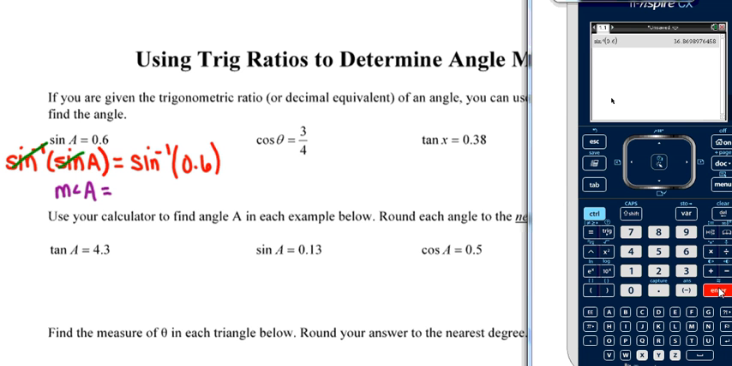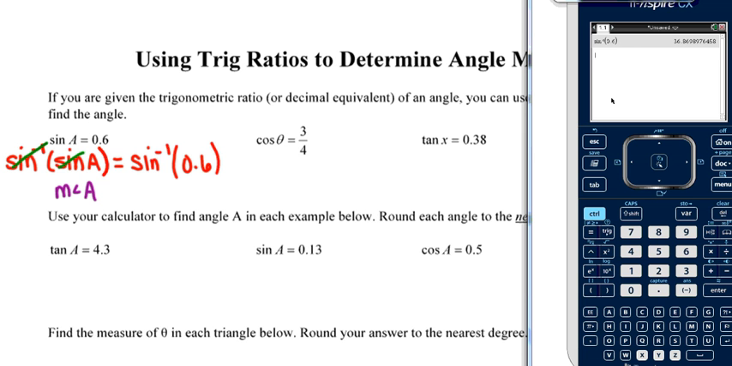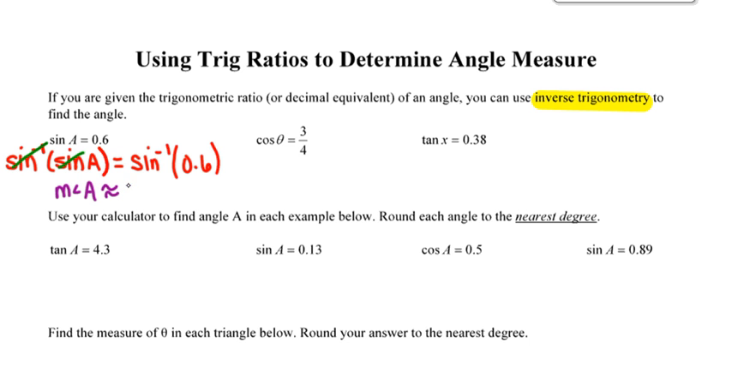Now, it doesn't tell me exactly what number to round to. So instead of saying the measure of angle A is equal to, I'm going to say the measure of angle A is approximately equal to, and I'm going to round to the nearest degree, about 37 degrees.